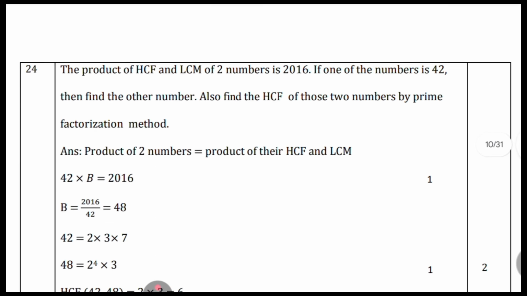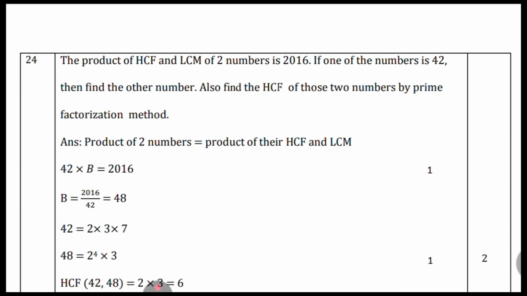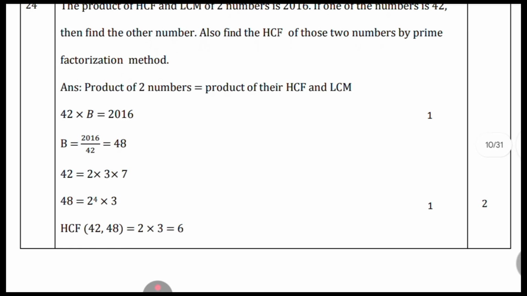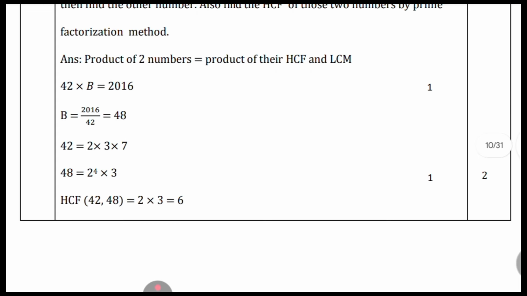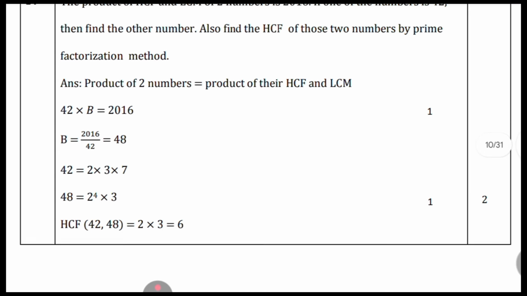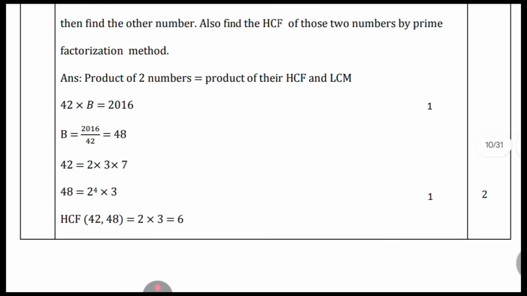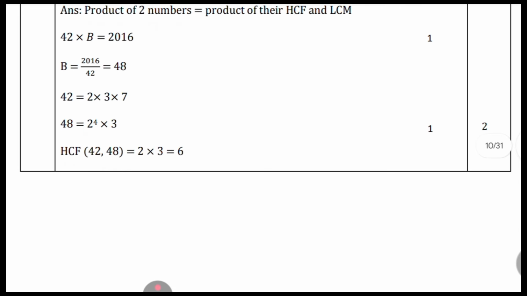And coming to the 24th question: the product of HCF and LCM of two numbers is 2016. If one of the numbers is 42, then find the other number. Also find the HCF of those two numbers by the prime factorization method. You should use prime factorization to find their prime factorization. Yes, you need to find the HCF only by the prime factorization method.